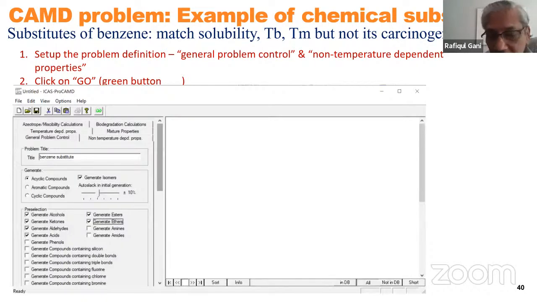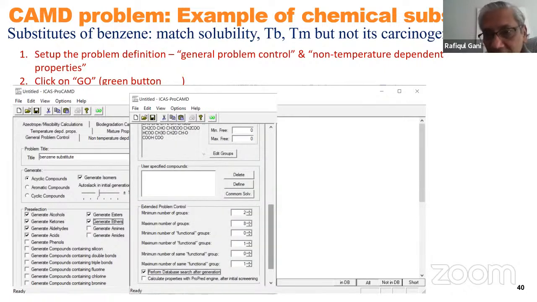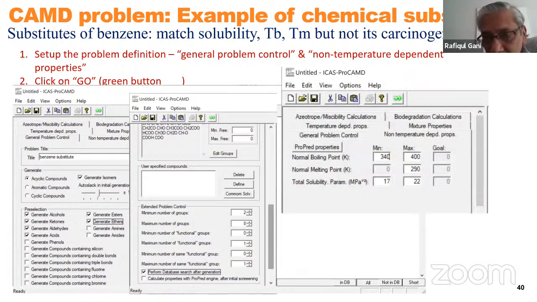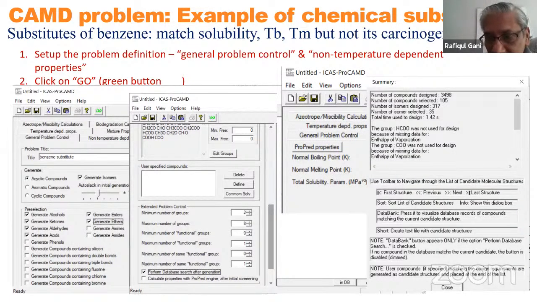So we define the problem, we define the search space in terms of what kind of molecules we want, the size of molecules, then we define the target, that is the properties, and then we combine the atoms to groups and the groups to molecules and find how many molecules satisfy our targets and satisfy the constraint that they will not be carcinogenic. And here is one example of that.